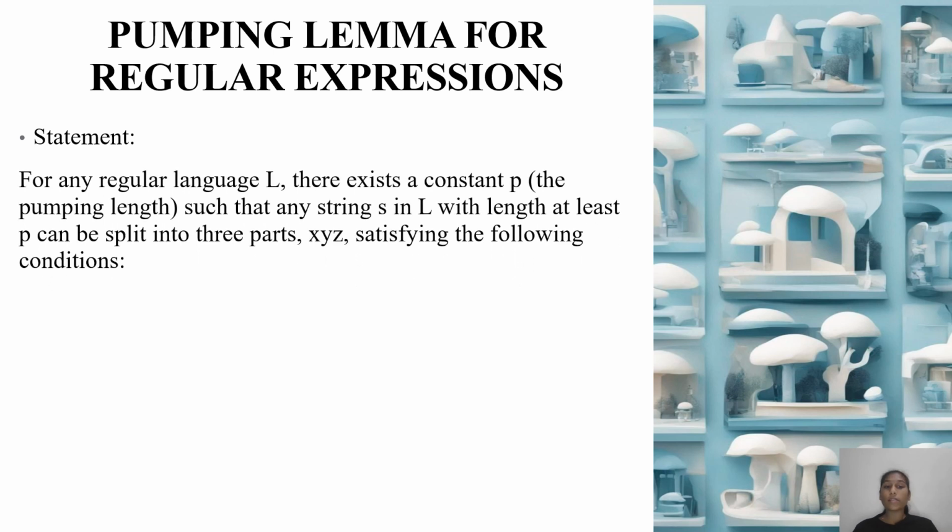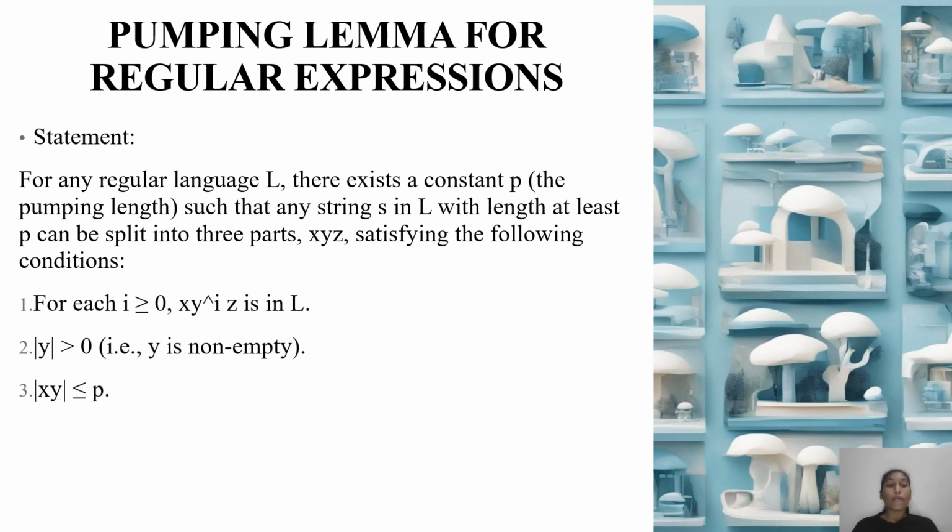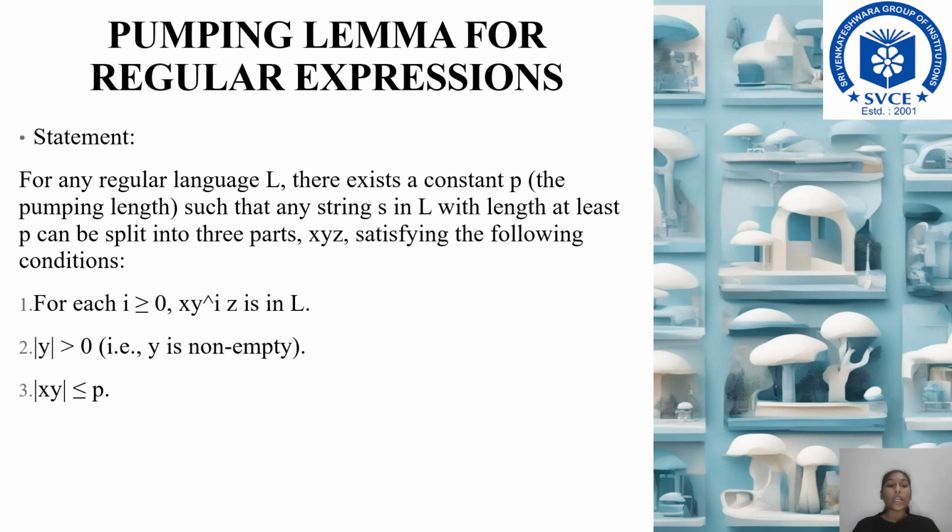The statement is: for any regular language L, there exists a constant P, the pumping length, such that any string S in the language with length at least P can be split into three parts, X, Y, Z, satisfying the following conditions. For each i greater than or equal to 0, x y^i z is in L; |y| is greater than 0, that is, y is not empty; and |xy| is less than or equal to P.